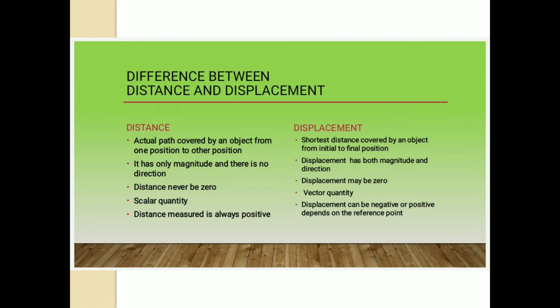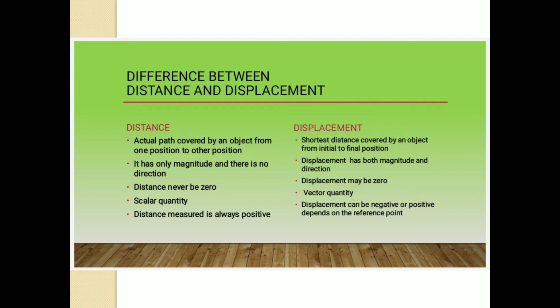Next, the difference between distance and displacement. What is meant by distance and displacement? Distance means the actual path covered by an object from one position to another position. It may be any path, it may be a curved path, it may be a circular path, okay? That we call a distance. Displacement means the shortest distance, or you can call it the shortest path covered by an object from the initial to the final position. Is it clear? These are the definitions.